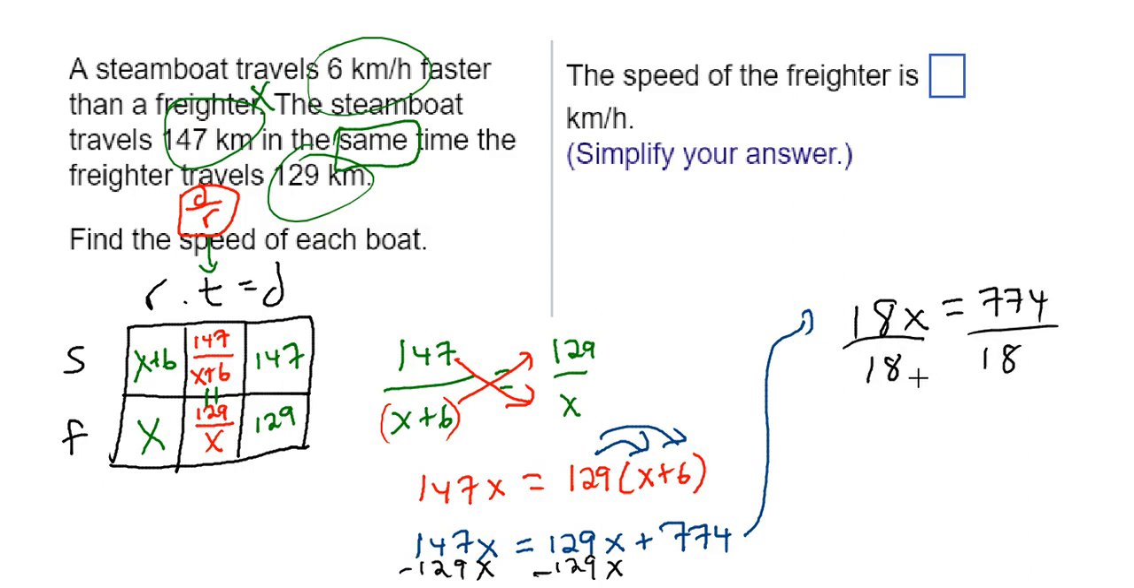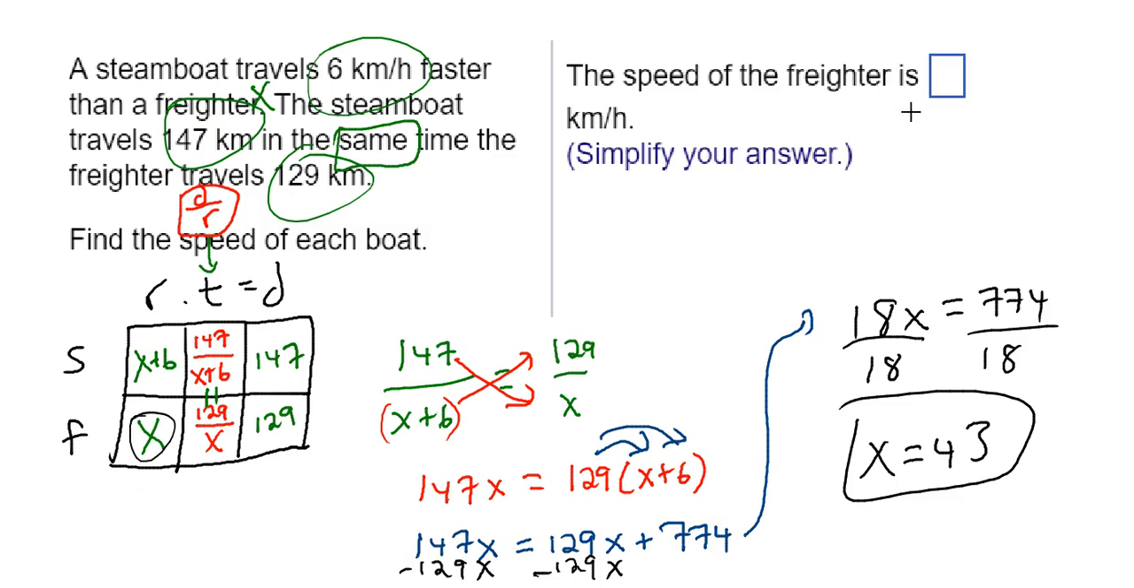All right. And so I still have the 774 in my calculator, so I can just divide by 18, and I'll get x is equal to 43. So again, what was x representing? Go back to your table. x is the speed of the freighter. So the speed of the freighter would be 43. We'll go ahead and type that in here.